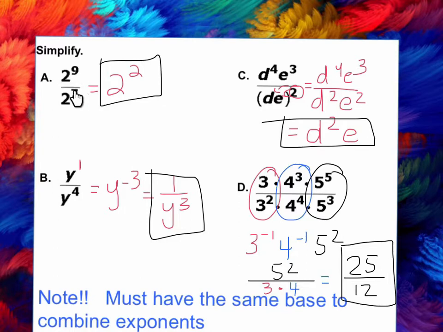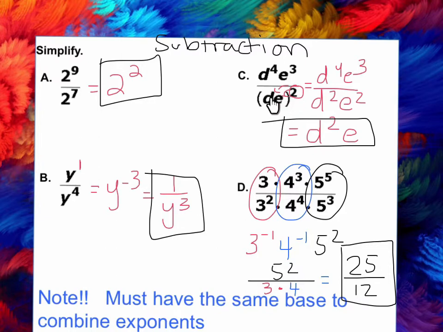We have 2 to the 9 over 2 to the 7. What is the major property we're using here? It's subtraction of the exponents. This is where we're subtracting the exponents. So for part A, 2 to the 9 over 2 to the 7, 9 minus 7 is 2. 2 squared is 4, but I didn't go further. We should. It's very simple.